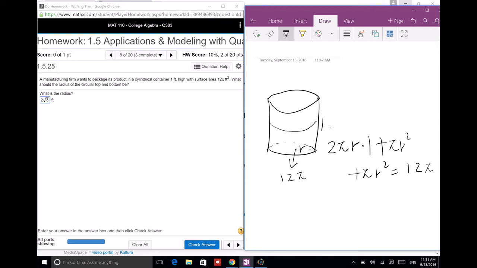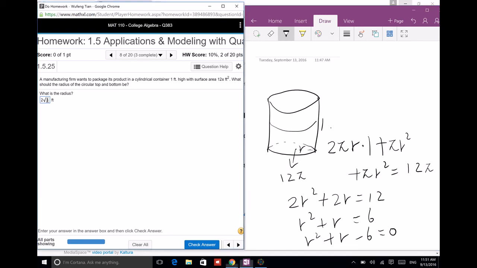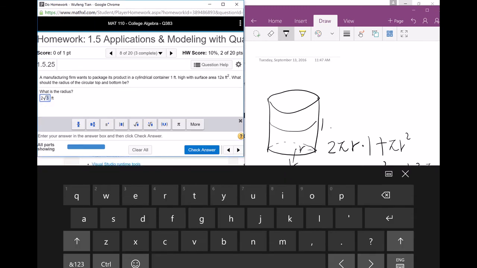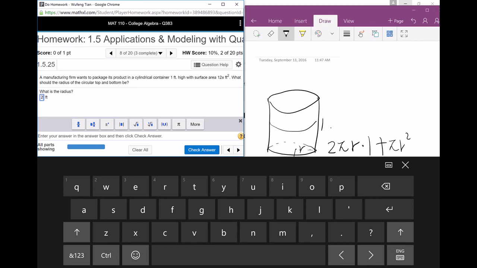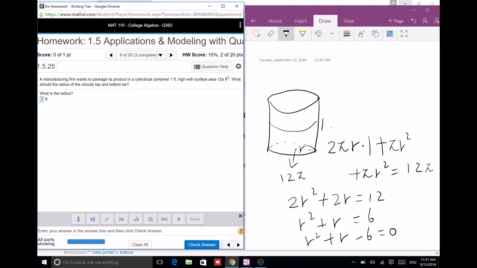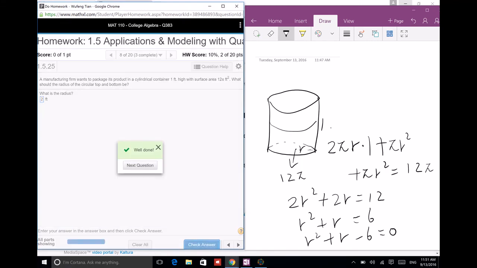Okay, so the pi will all cancel out. So you're going to have 2r squared plus 2r equals 12. The pi cancels, so r squared plus r equals 6. So r squared plus r minus 6 equals 0. Then you can solve that: r equals positive 2. So it's r minus 2, r plus 3. Okay, next one.